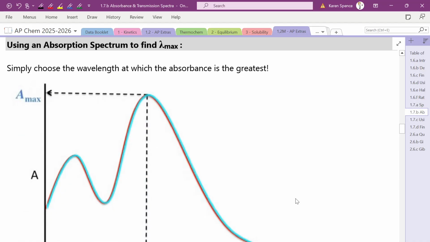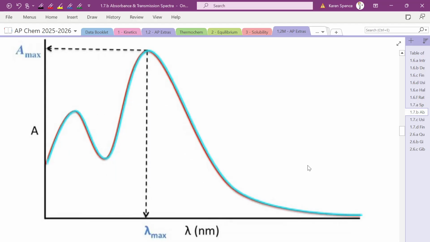You just choose the highest peak, okay? So you simply choose the wavelength where the absorbance is the greatest. On our y-axis, we have absorbance, and on the x-axis, we have lambda max.